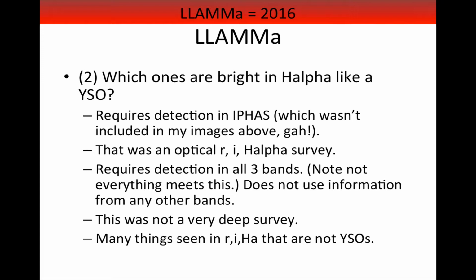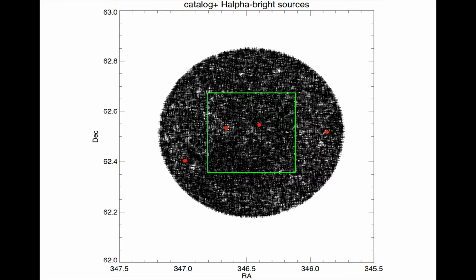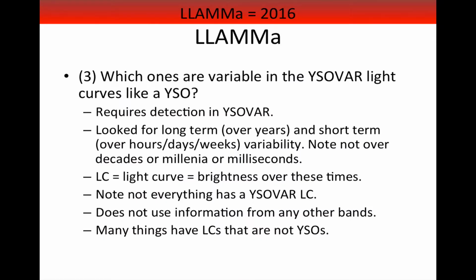So that one, remember, IFAS is an R, I and H alpha survey, which is all optical bands. In order for it to come up as bright in H alpha, it requires detection in all 3 bands, which not every object meets. And it's not using any infrared. It's not using any other optical. It's just R, I and H alpha. It's not a very deep survey, and there's plenty of things that are seen in all 3 of those bands that are not young stars. So there's really only 4 sources that show up as bright in H alpha, only 2 that are in the region that we care the most about.